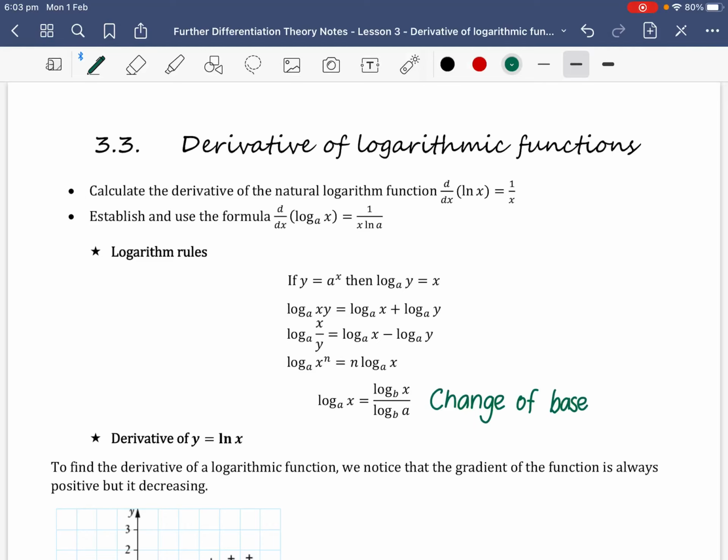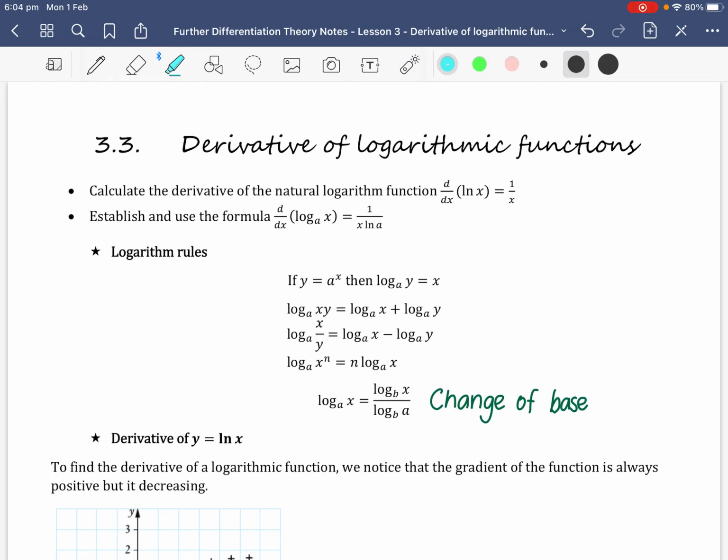Hi guys, today we're learning about the derivative of logarithmic functions, and the syllabus dot points that this covers are: calculate the derivative of the natural logarithmic function, d on dx of ln x equals 1 on x; establish and use the formula d on dx of log base a x equals 1 over x ln a.